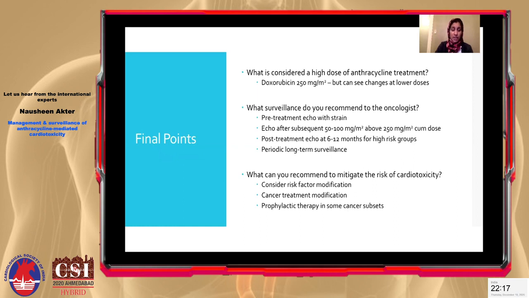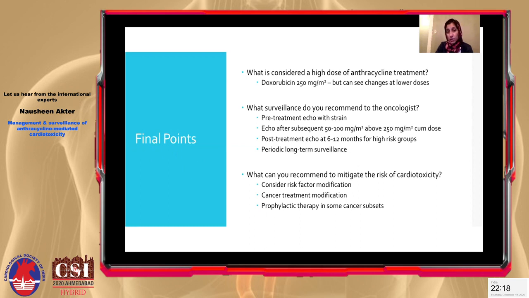So just some final points if we go back to the questions that were asked during the initial case. What is considered a high dose of anthracycline treatment? The doxorubicin dose of greater than 250 milligrams per meter squared is now considered a high dose, but we can see changes at even lower doses.